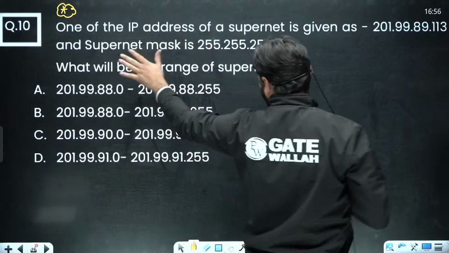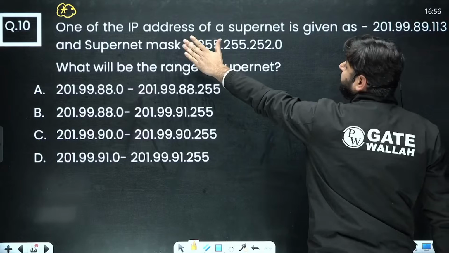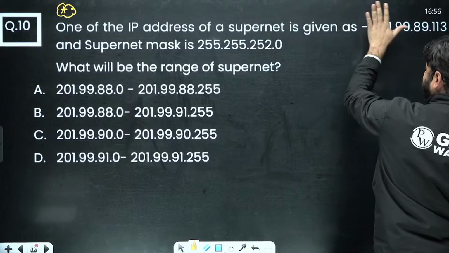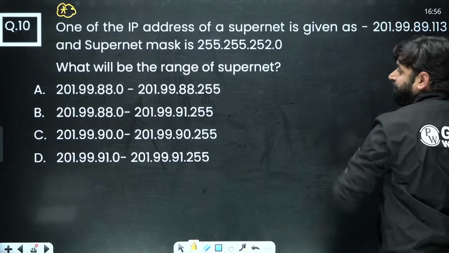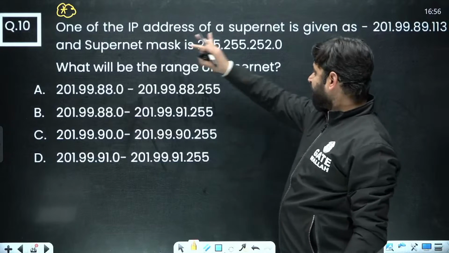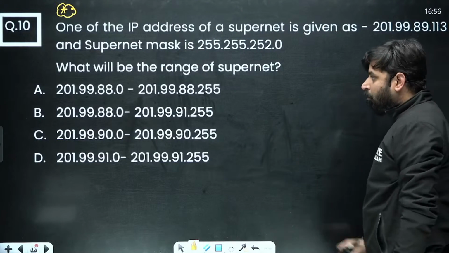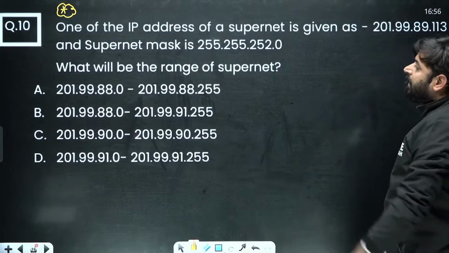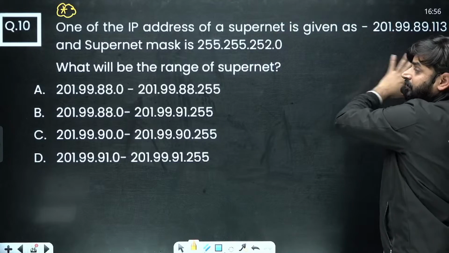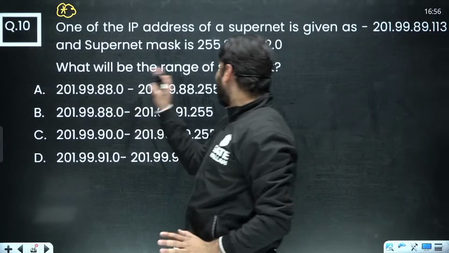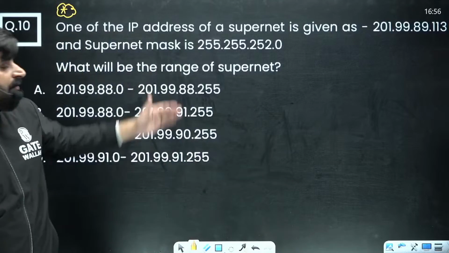What is the question? One of the IP addresses of a supernet is given as 201.99.89.113 and the supernet mask is 255.255.255.0. What will be the range of the supernet?